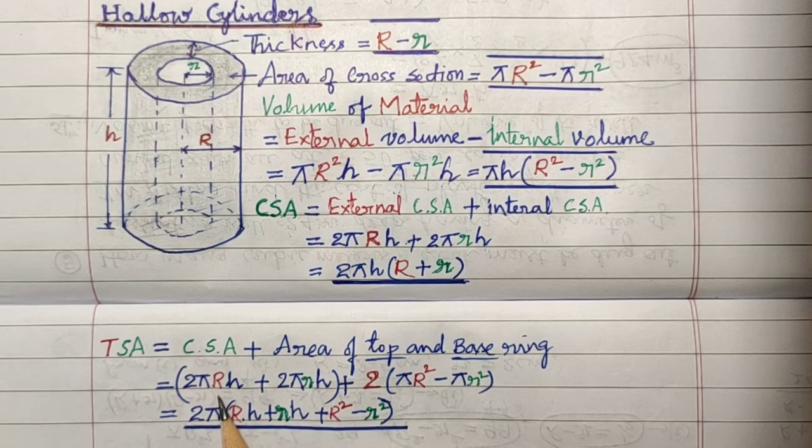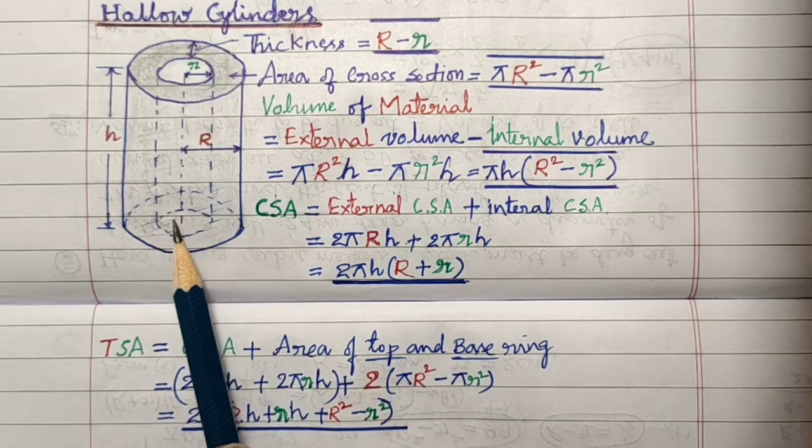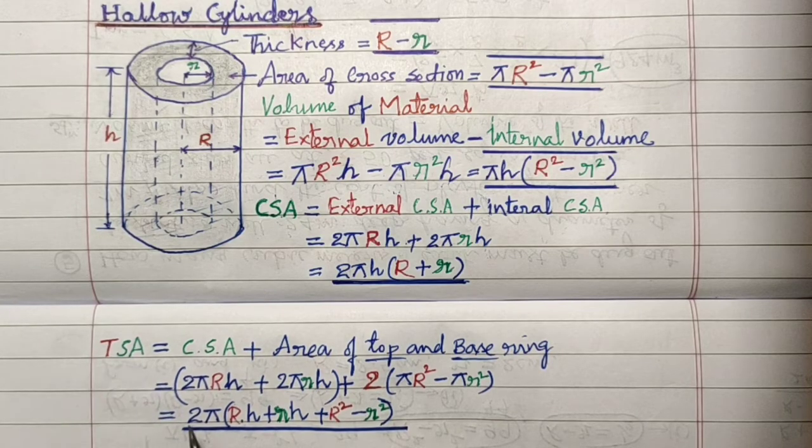2 pi Rh, external, 2 pi rh, internal curved surface area, and pi R square minus pi r square, this is 1 plus 1, 2, then this is the total surface area. Taking 2 pi out, we get 2 pi times Rh plus rh plus R square minus r square. This is the total surface area.